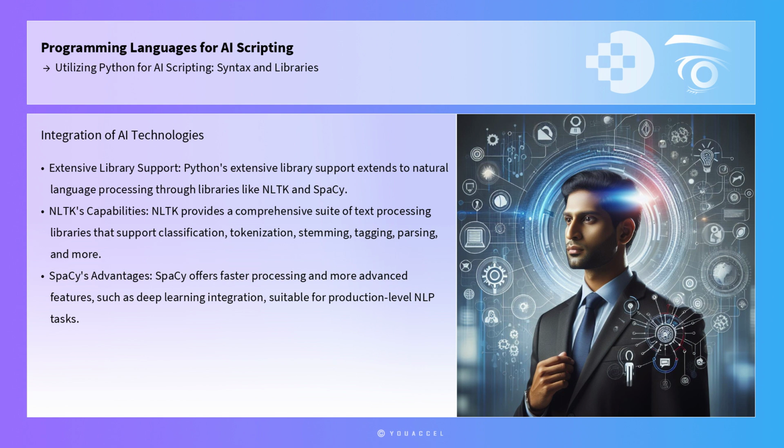NLTK provides a comprehensive suite of text processing libraries that support classification, tokenization, stemming, tagging, parsing, and more, facilitating the construction of NLP applications. spaCy, while newer, offers faster processing and more advanced features, such as deep learning integration, making it suitable for production-level NLP tasks.